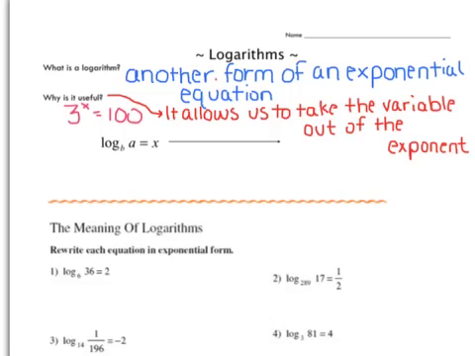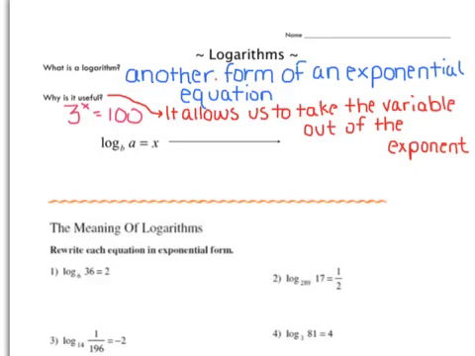Let's talk about what a log looks like. This is what a logarithm looks like. You're going to have log, which is shorthand for logarithm, with a base called b of a is equal to x. This is going to make more sense once we start putting some numbers in here. But this form right here is just a rewrite of this.